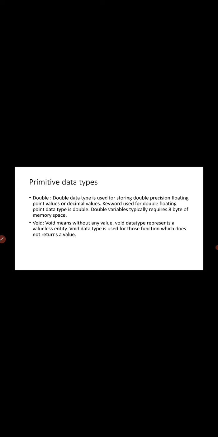The next one is void. Void means without any value. Void data type represents a valueless entity. This in detail we will be discussing later with the help of some programming examples. Void data type is used for those functions which don't return a value.